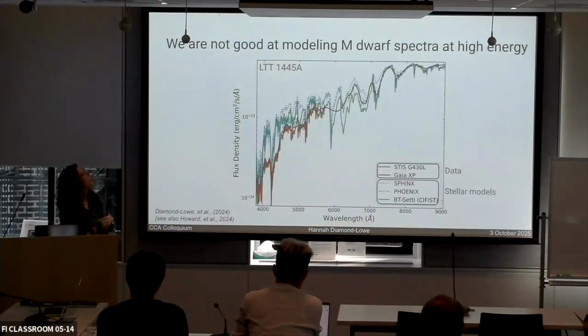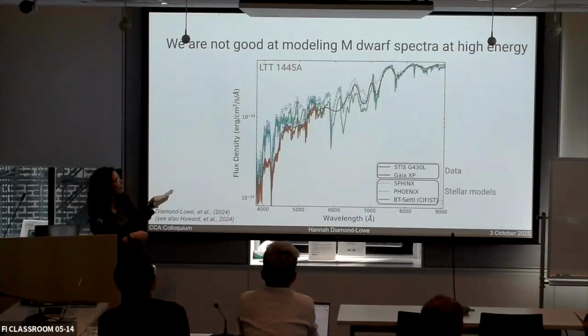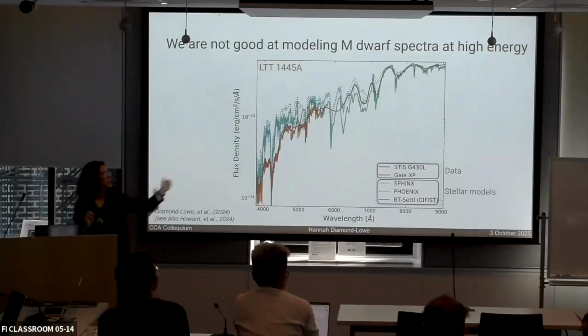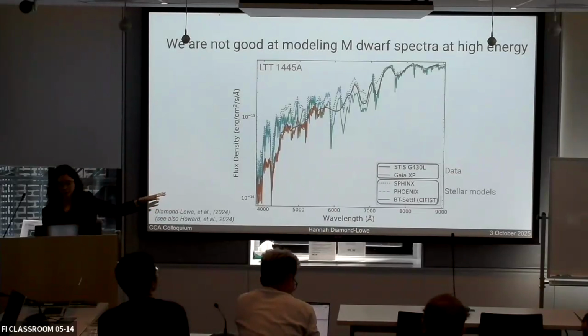It turns out we are not good at modeling M dwarf spectra at high energy. So this is some flux as a function of wavelength. This is a real star, LTT 1445A. The lines in sort of orange and red, those are real data. So this is from HST STIS and Gaia. I have not done any special processing to this data. You just plot it out, they match because these are both excellent telescopes that measure flux correctly.